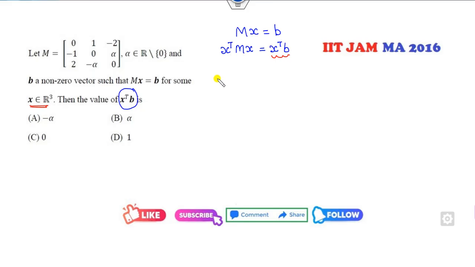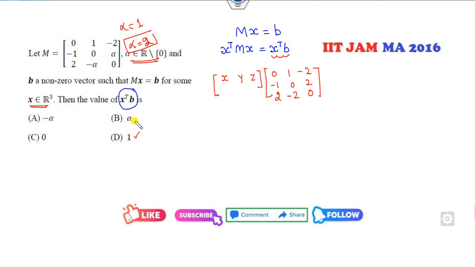X is in my here. So I can write this as x, y, z. M is 0, 1, minus 2, 0, 2 minus alpha 0. What is the alpha? Alpha can be any number. So I can choose alpha as 1 because alpha is any number. No, I can't take alpha as 1 because then they both are the same number. So I can choose alpha as 2 so that all the options are different. You can choose any alpha other than 0. If I choose alpha as 1, then you can see these two options are the same, so I have to use distinct numbers.